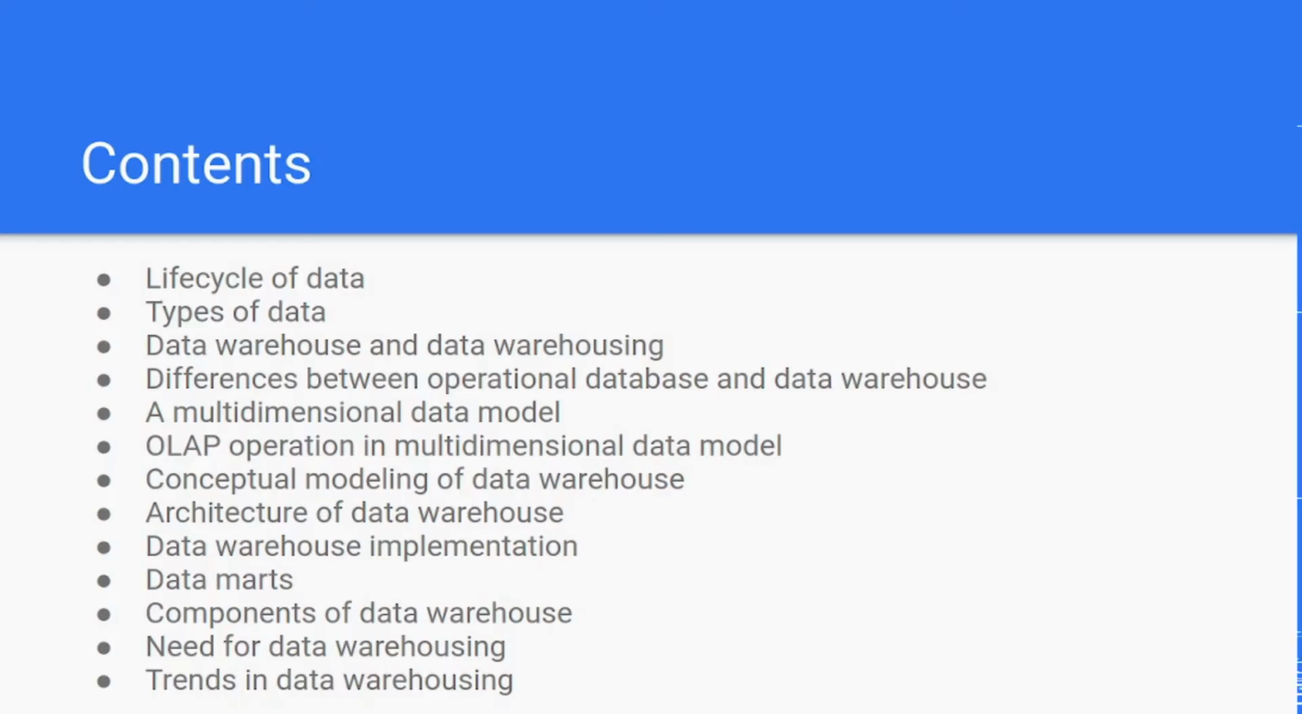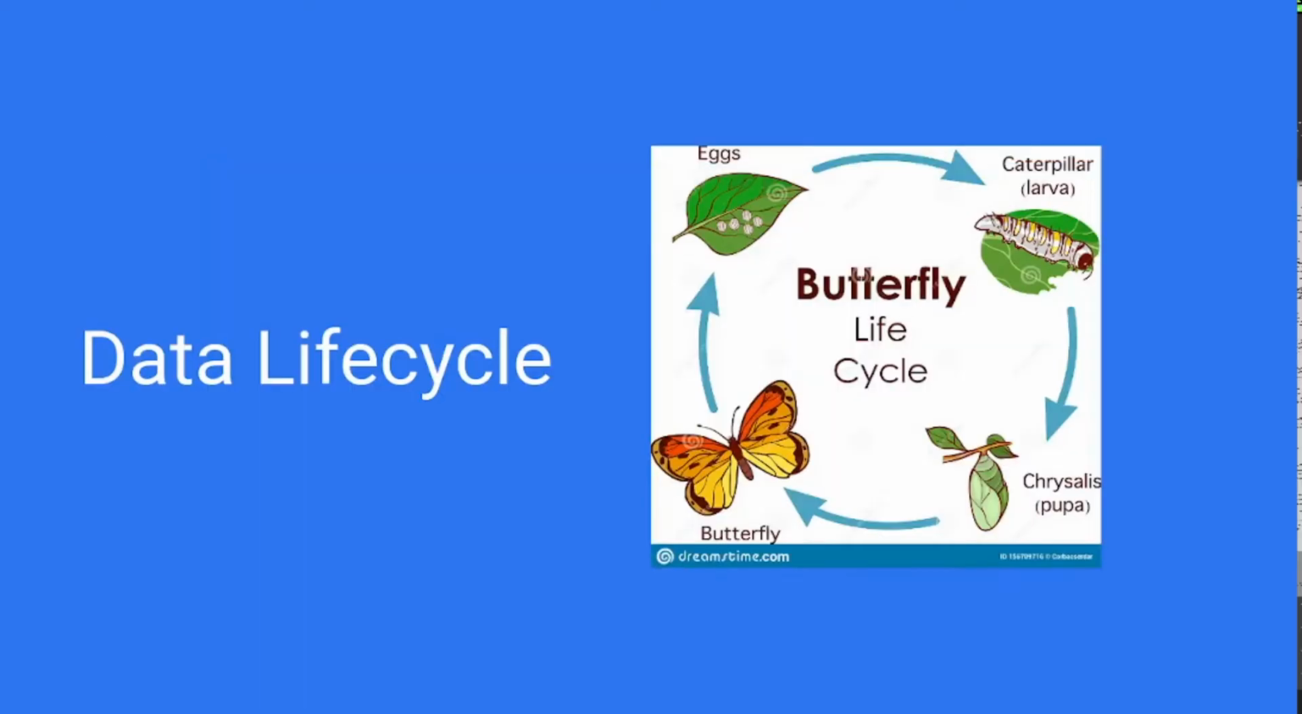Okay, now let's dive directly into the data life cycle. As we know from the past, there is the butterfly life cycle, right? Life cycle means this is a continuous process. It does not stop, right? It begins in one place and continues, just like the butterfly. The journey begins with eggs, caterpillar, pupa, butterfly, and then again it goes back and lays the eggs, right? So this is a continuous process.